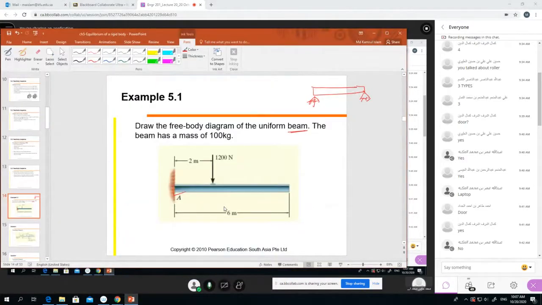Now, you need to just learn how to draw a free body diagram. It is not the problem solving. What is a free body diagram? Very simple. I have shown you. Tell me, someone. Here we have a 1200 Newton force, right? So what is the reaction here?